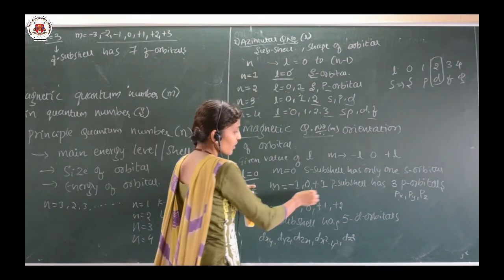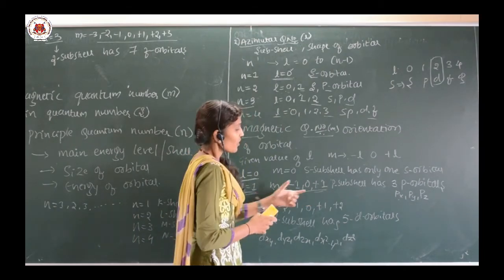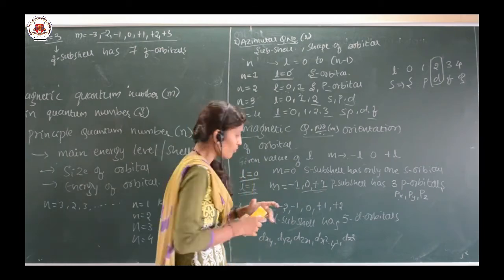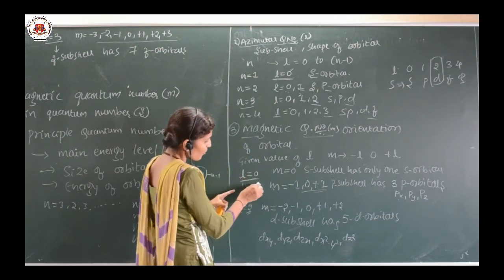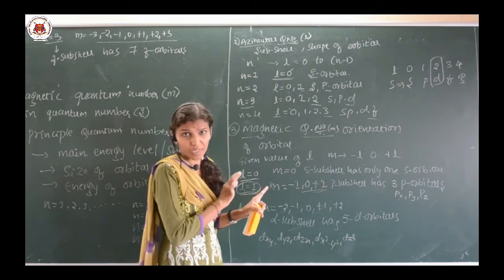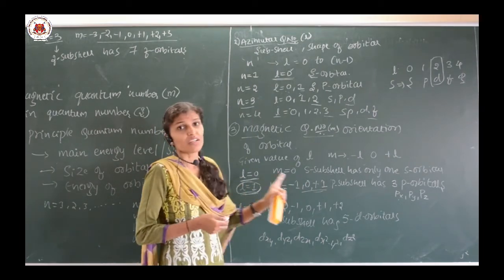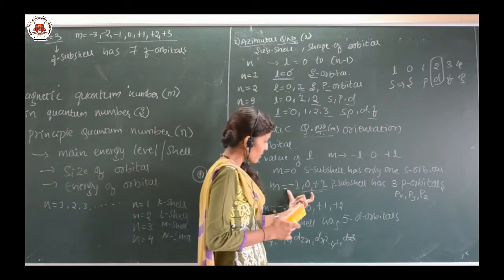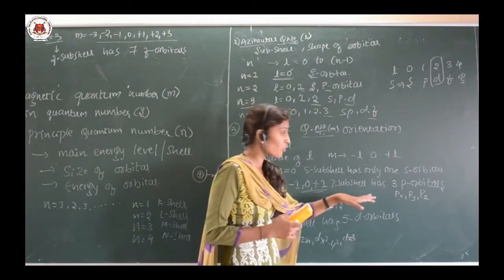It means here 3. What are these 3? These 3 are the 3 P orbitals. Why am I taking P only? Because I know that when l is equal to 1, that will be the P only. So, the P subshell has 3 P orbitals. Which are those 3?